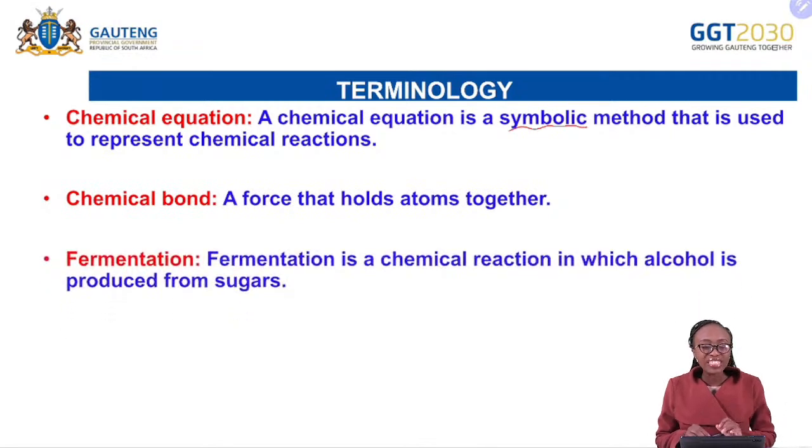And then fermentation. Fermentation is a type of chemical reaction. It is a chemical reaction in which alcohol is produced from sugars. Fermentation is a chemical reaction in which alcohol is formed from sugars. It is one of the chemical reactions that you will learn about in the future.